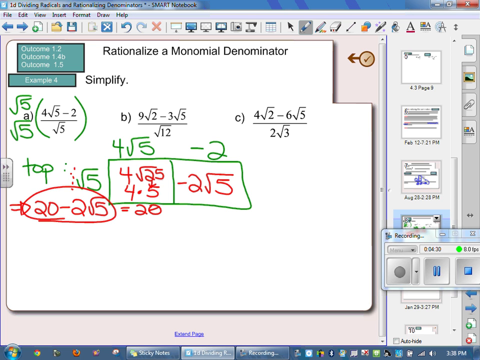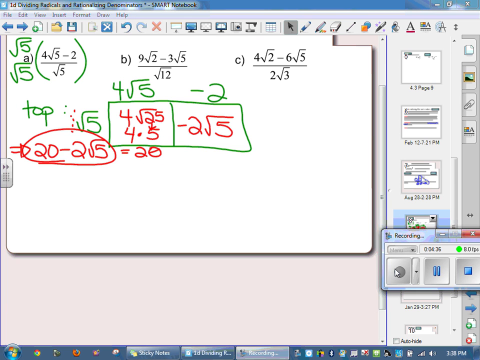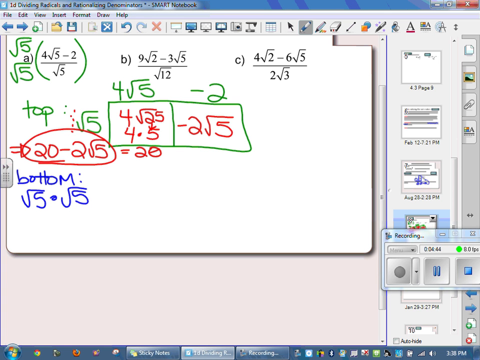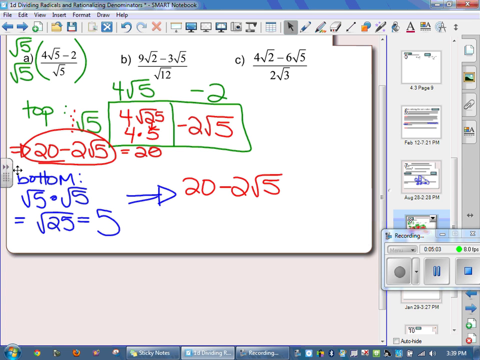Let's find out what the bottom gives me. When I do the bottom, this is what happens. On the bottom, I've got root 5 times root 5. Well, that's going to just give me the root of 25, which is a perfect square root, and I can solve it. So that's going to give me a 5 on the bottom, which is wonderful because now my root sign has disappeared. So I write my final answer. I put my top, what I found earlier, the 20 subtract 2 root 5, on top of my bottom that I just calculated, which turned out to be a 5. That would be my final answer in simplest form.